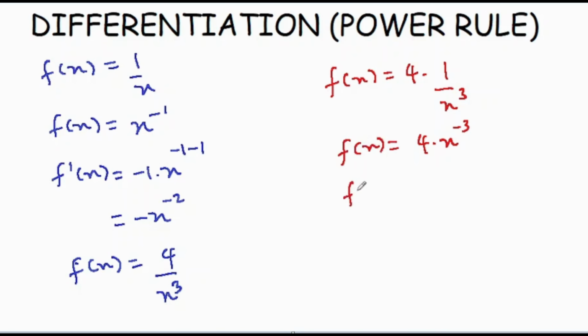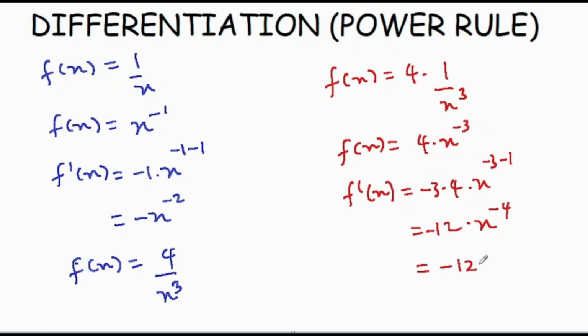So what's the derivative of our function now? That's going to be, we bring down negative 3 multiplied by 4. Then we reduce negative 3 by 1. Negative 3 times 4, that's negative 12. And the power, negative 3 minus 1, that's going to give us negative 4. So our final answer is negative 12x raised to the power negative 4.